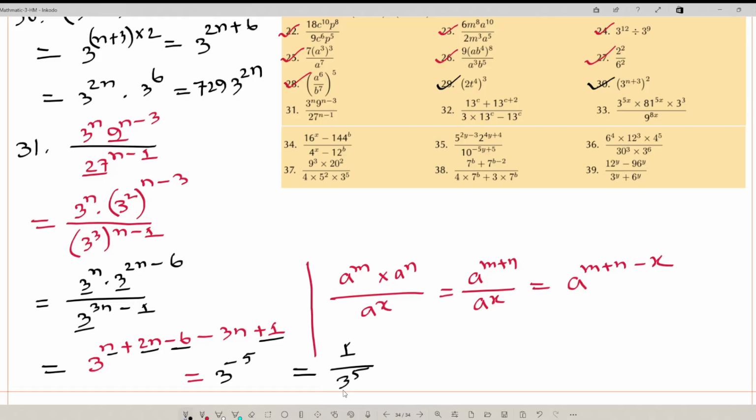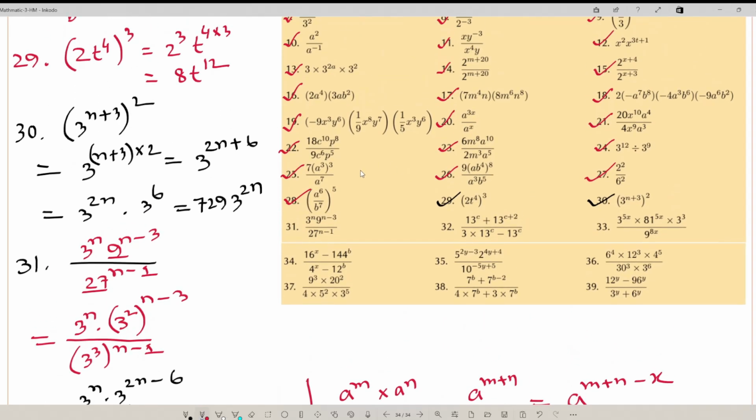So what will be the answer? 3 to the power 5 is 243. So we can write 1 divided by 243, and this is our answer. So therefore 31 is done. Now 32.